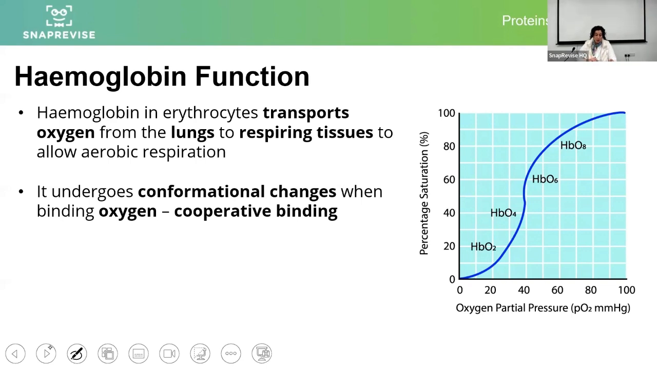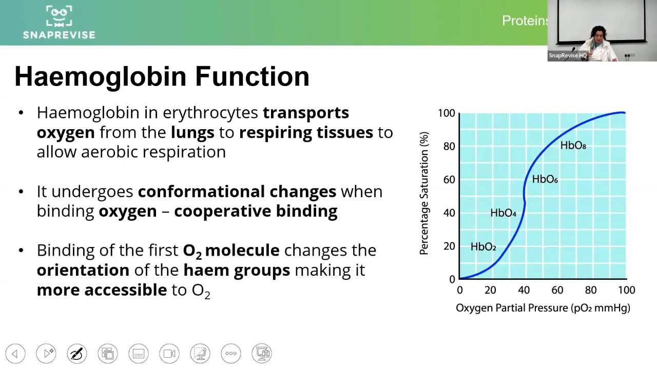Hemoglobin undergoes conformational changes when it binds oxygen, and these conformational changes are collectively known as cooperative binding. What does cooperative binding actually mean? Sometimes we're asked to define what cooperative binding means. I'd advise you to copy that phrasing for consistency. Binding of the first oxygen molecule changes the orientation of the heme groups, or if you don't remember that, you can just simply say that it causes a conformational change to hemoglobin such that it makes it more accessible to more oxygen molecules.